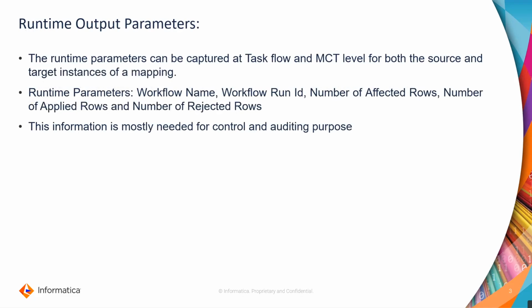The runtime parameters can be captured at task flow and entity level for both the source and target instances of a mapping. Those runtime parameters include workflow name, workflow run ID, number of affected rows, number of applied rows, and number of rejected rows. This information is mostly needed for control and auditing purposes.